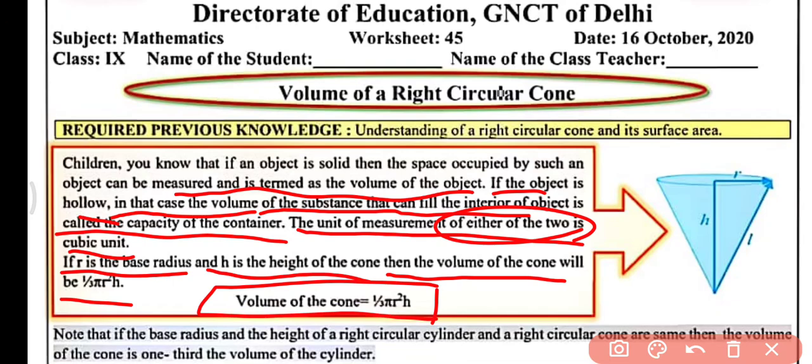But think about that, why the volume of cone is 1 by 3 pi r square h. Pi r square h is the volume of cylinder. So volume of cone is 1/3 of the volume of cylinder. So now you can perform an activity for this result and you will find the result is volume of cone will be equals to 1 by 3 of volume of cylinder.